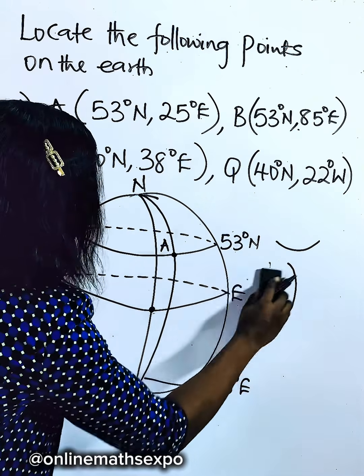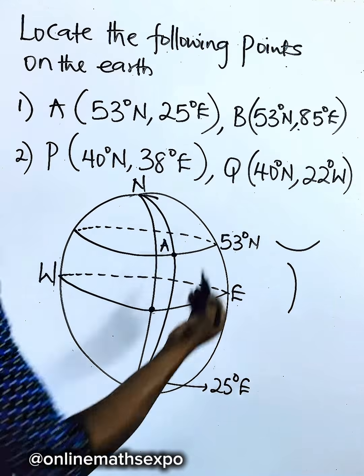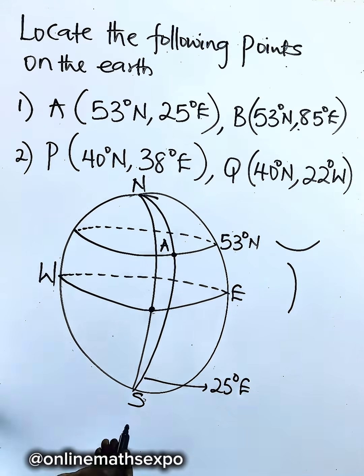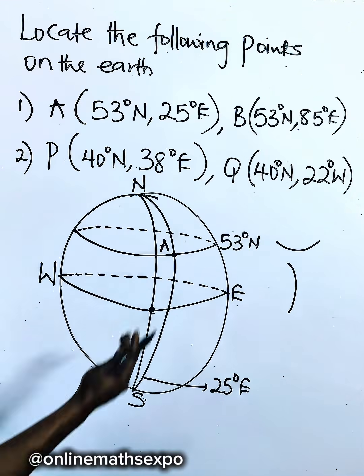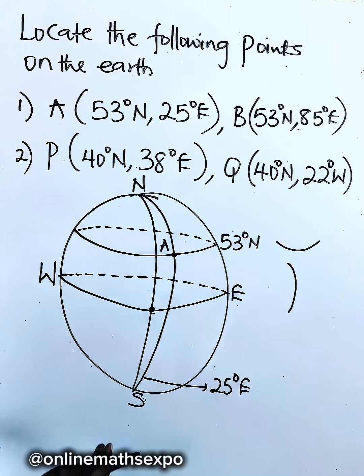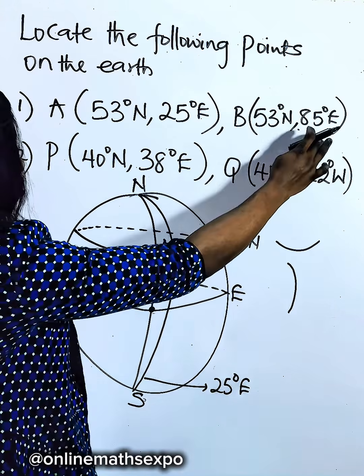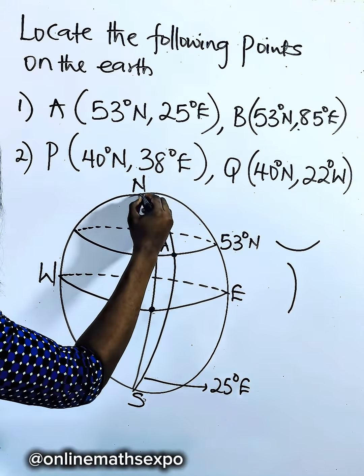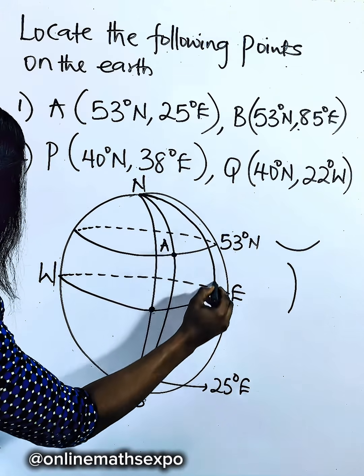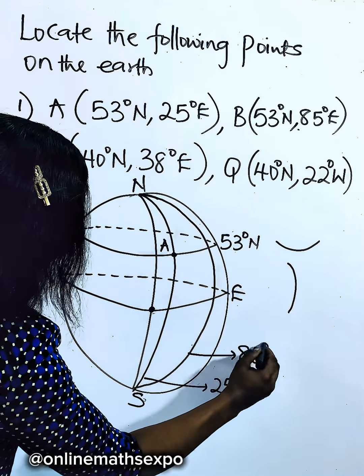Now let's show point B. For point B, we have 53 degrees north, which we have shown already. Then we want to show 85 degrees east. 85 degrees east, this is my eastern hemisphere. We've already shown 25. This is 25. So if I want to show 85, I will move a bit further from this 25. So I can have something like this as my 85 degrees east.